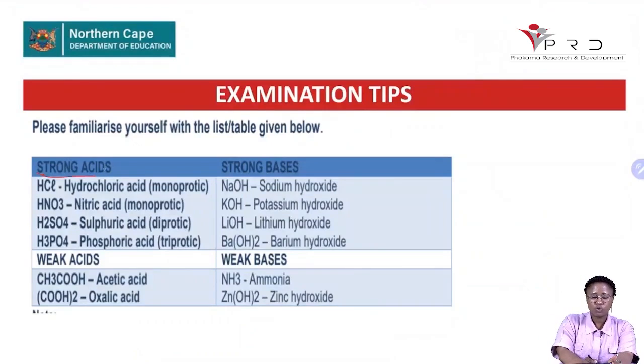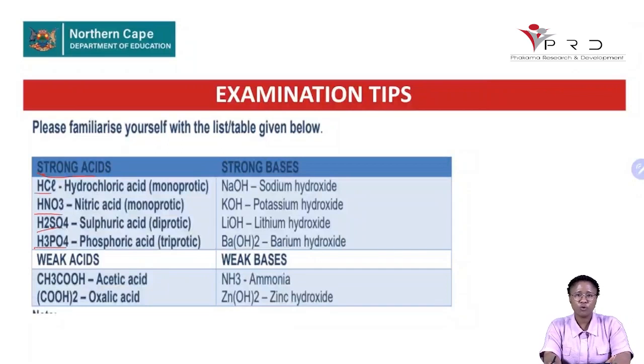Now remember, your strong acids, you have your hydrochloric acid, you have your nitric acid, you have your sulfuric acid, as well as your phosphoric acid. And then your strong bases, you have your sodium hydroxide, potassium hydroxide, lithium hydroxide, as well as barium hydroxide.